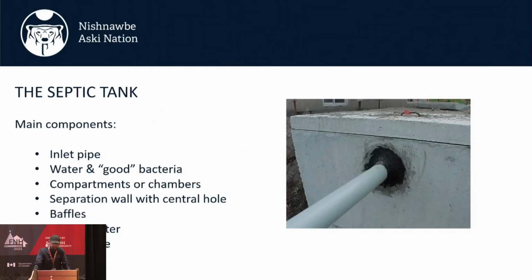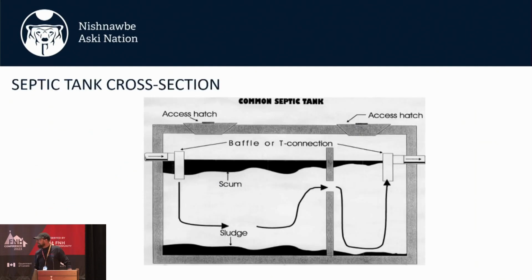So, the main components in the tank itself are an inlet pipe, water, good bacteria, 2 compartments, a separation wall with a central hole, baffles, an effluent filter, and an outlet pipe. This is the ideal travel of water through a septic tank. Certain things here I think are really important and worth highlighting. One of them being the baffles or T connections.